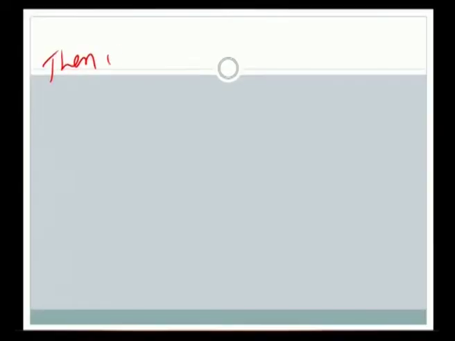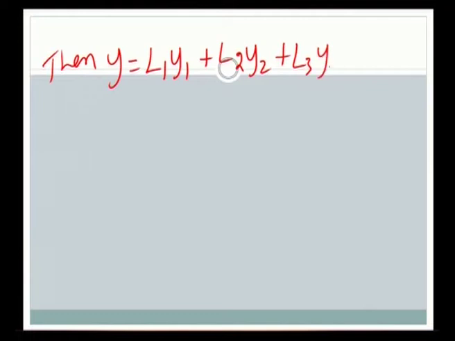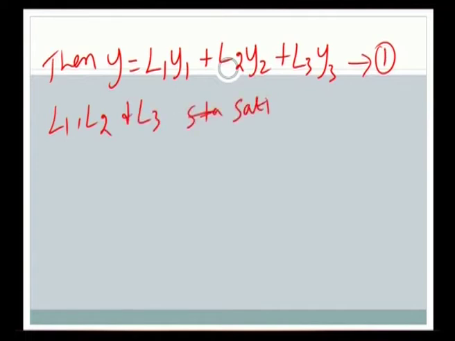Then we get y = L1 y1 + L2 y2 + L3 y3. So, in this equation we introduced a parameter L1 by replacing the c's that exist in the complementary function. Let us keep this as equation 1. Now, this L1, L2 and L3 must satisfy the following condition.